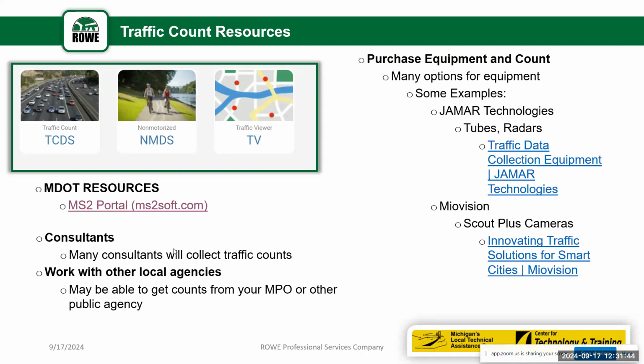And then I also included here, you can also purchase your own equipment and count. So I just gave some examples, and these are the ones that ROWE uses: the tubes and radars from Jamar Technologies, and then the MioVision Scout Plus cameras, which I talked about. Those are another good option for some traffic count equipment.